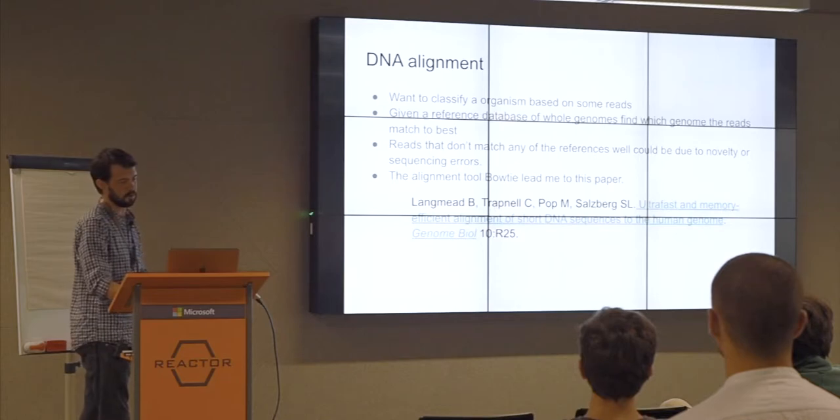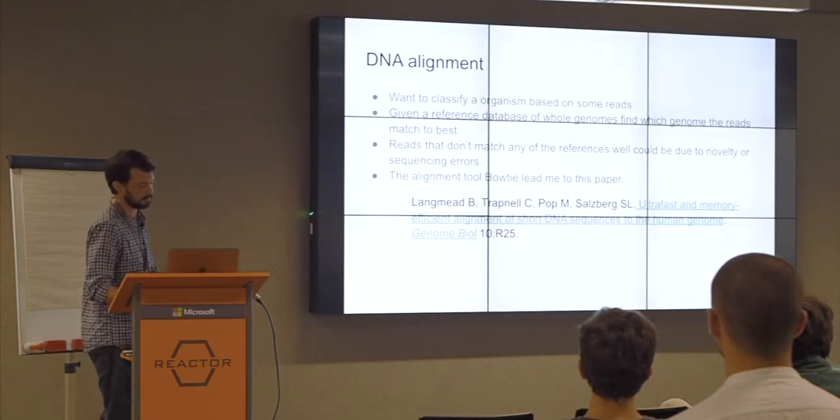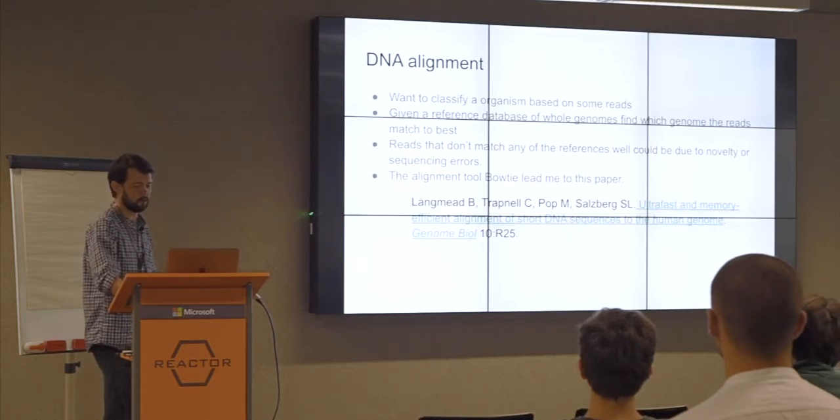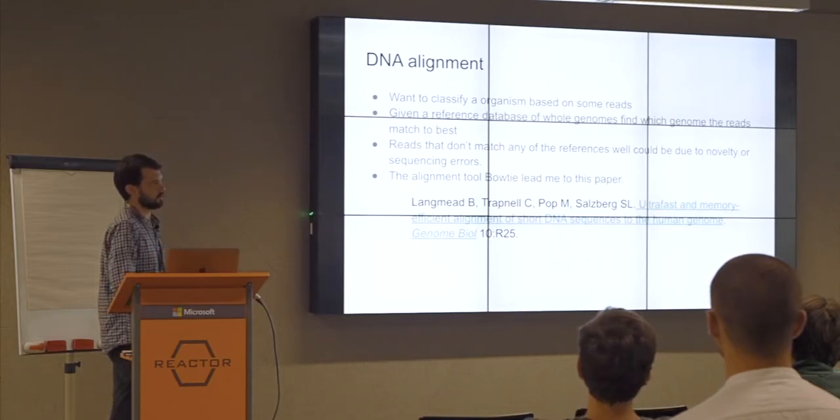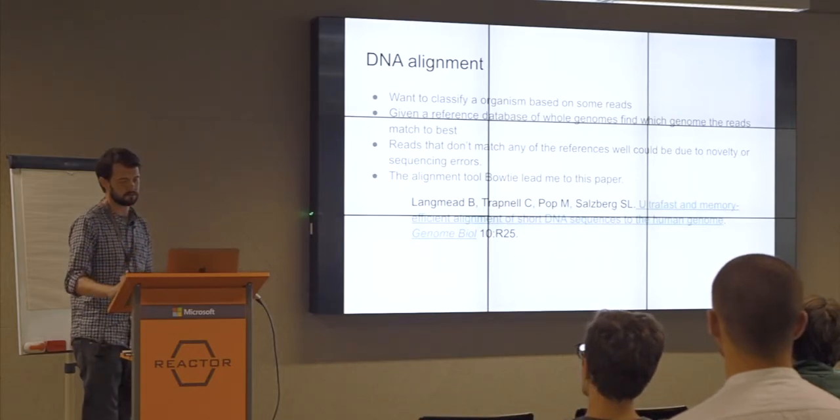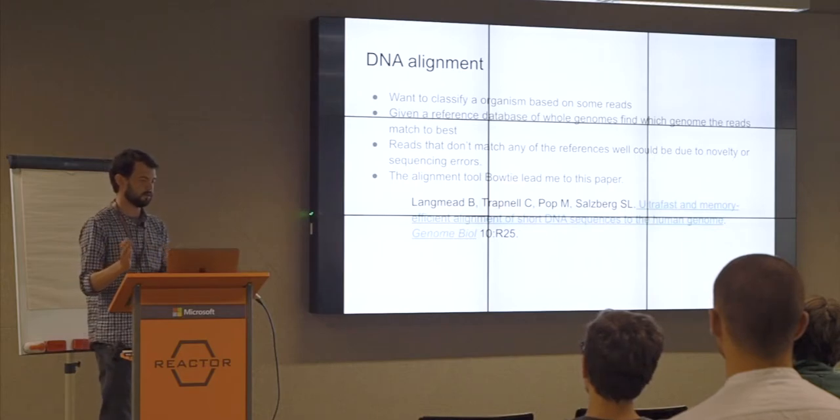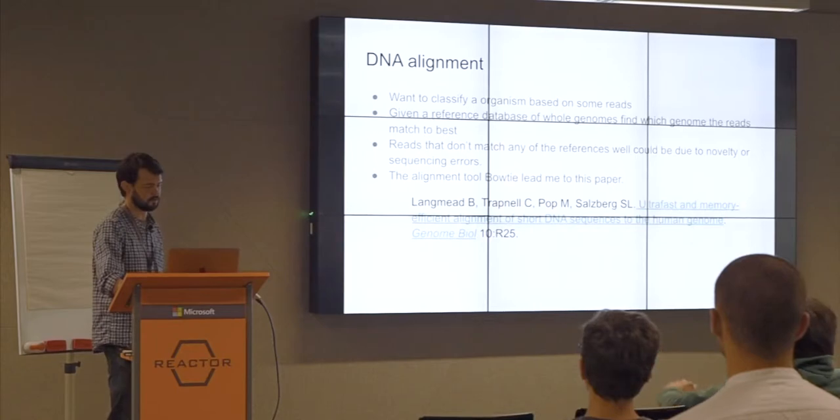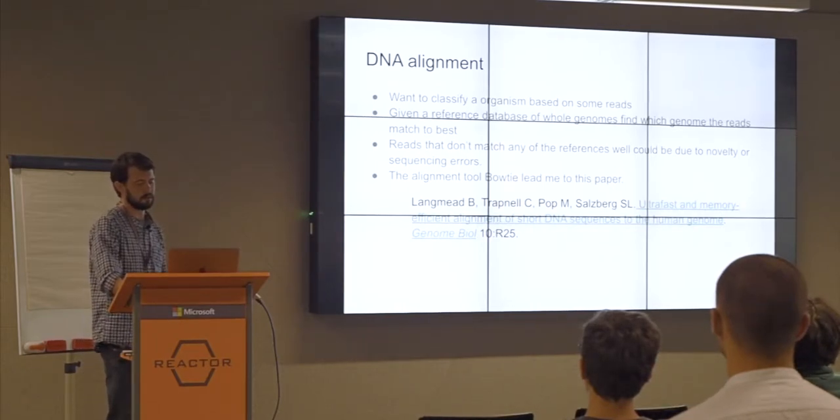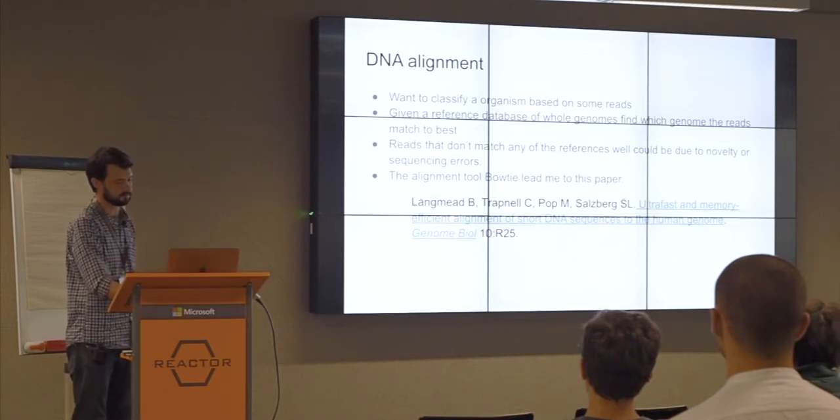So we're going to talk about alignment, and that's what brought me to this paper via another paper. We want to classify an organism from its reads. We might have a big database of, say, all the nasty disease-causing bacteria, and we take our reads and try and match them against all of those genomes. There are some really good tools out there to do that. One of them is called Bowtie, and Bowtie relies on a thing called the FM index, which is what's described in this opportunistic data structure paper.